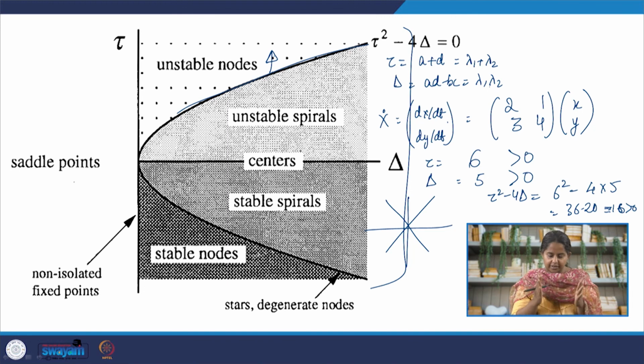So just by using this diagram, by finding out the tau value and the delta value, and then, if we are in the first or fourth quadrant, also calculating tau squared minus 4 delta, we can use this graph to understand whether we are dealing with an unstable node, unstable spiral, center, stable spiral or stable node. Memorize this plot, it will be very helpful for you.